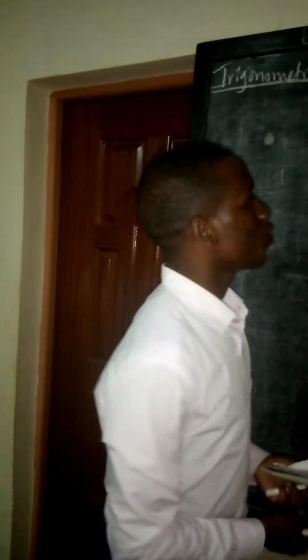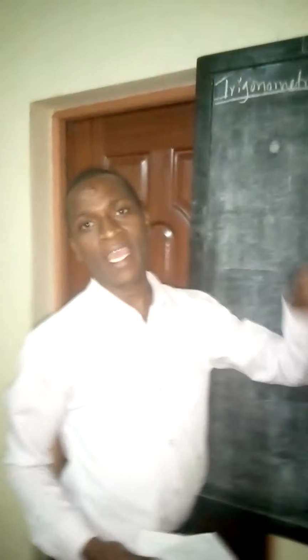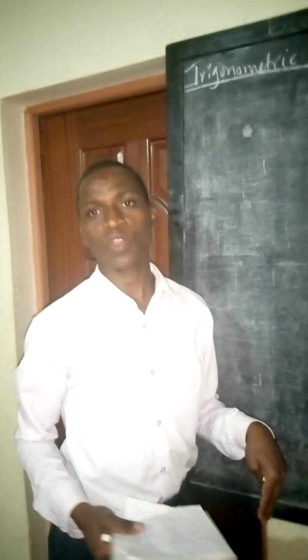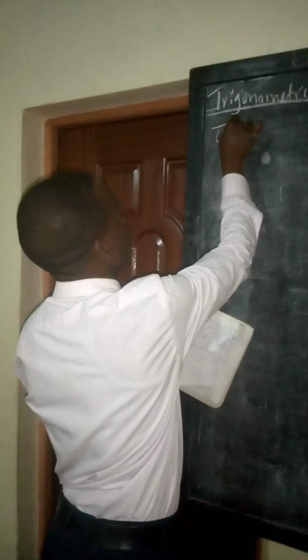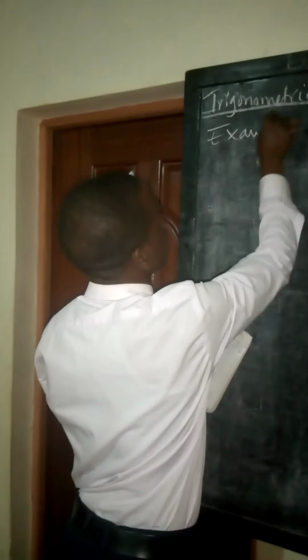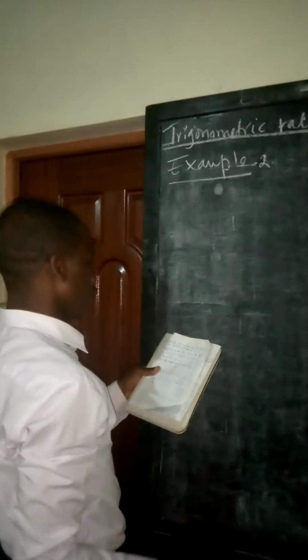So today we want to do another example concerning trigonometric ratio with a combination of elevation and depression. That is a topic that we learned in Form 2. Let's look at our example and see what we have to offer. Example 2 of our trigonometric ratio.